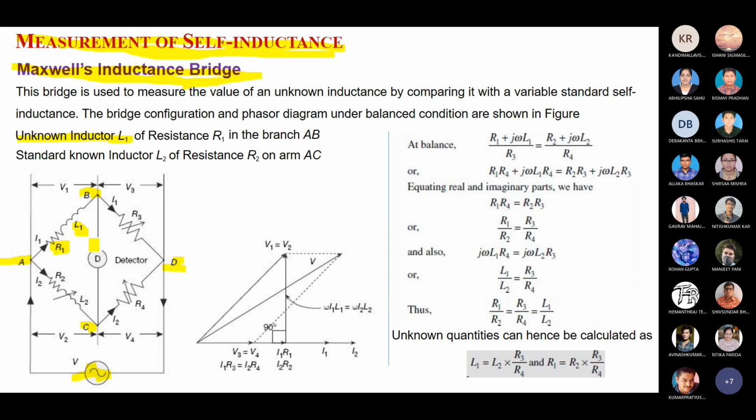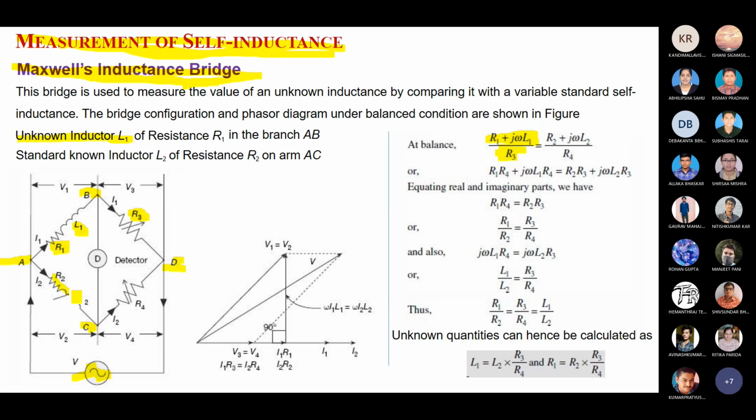You know that Z1 by Z3 equals Z2 by Z4. Z1 by Z3 equals Z2 by Z4. For the balance condition, Z1 by Z3. So your Z1 is R1 plus jXL1, or you can say R1 plus j omega L1. That is your Z1. What is your Z3? Z3 is only R3. So Z1 by Z3: R1 plus j omega L1 whole divided by R3 equals Z2 by Z4.